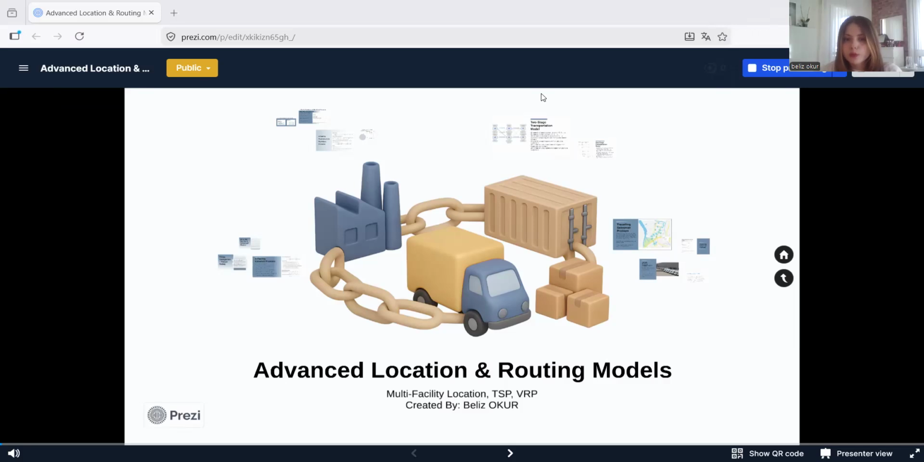Until now, we only talked about placing one new facility, but in the real world, big companies open multiple factories and route hundreds of trucks. Today we will learn how they do it. Let's get started.